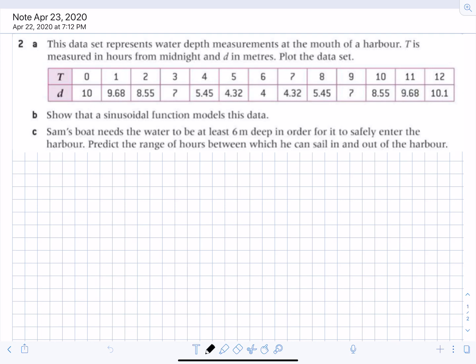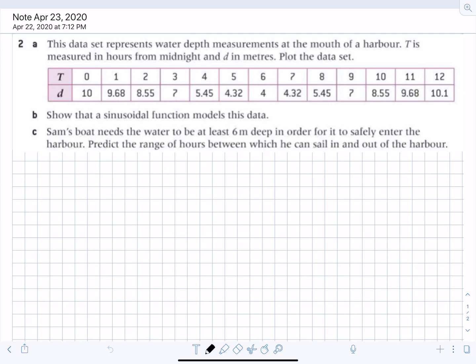This is part 3 of trigonometric functions. This one deals with data sets, so more like a real world situation where you just collect data and then you have to model it. So this one has to do with the depth of water, so that's D in meters, in a harbor, with respect to time, which is capital T, in hours.